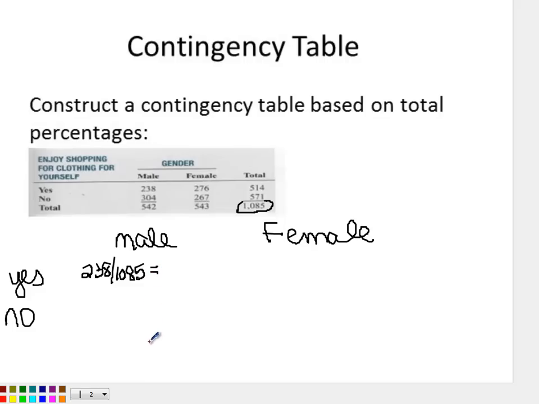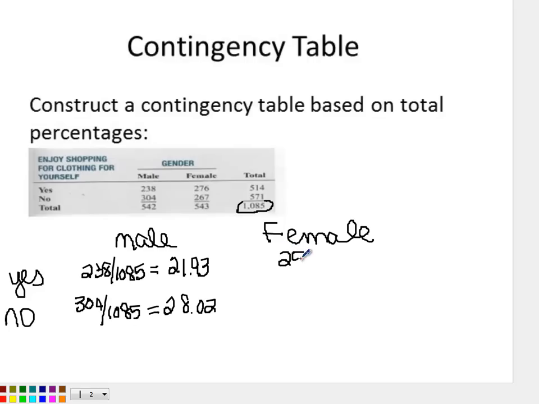In this particular problem we get 0.2193. I'm just going to go ahead and make it a percent. When you make it a percent, you move it over two decimal places to the right. So in this one it will be 21.93. To do the second number, for no, for the males, it'll be 304 divided by 1085. And when I get that, I get 28.02. So I'm going to take each one of these numbers and divide it by 1085.